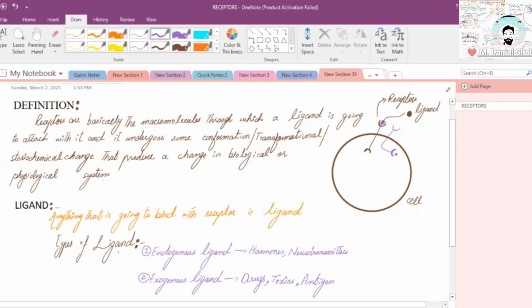Then what will happen? Because the ligand attached here, the ligand has now attached with this surface which is outside of the cell, which is called the extracellular domain. We will discuss this later on. First you people have to understand what I am going to say. Ligand will attach with the receptor, the receptor will undergo some conformational change, and it will definitely produce its effect in the system or in the cell.